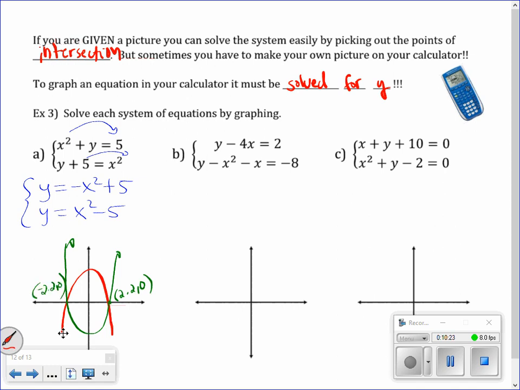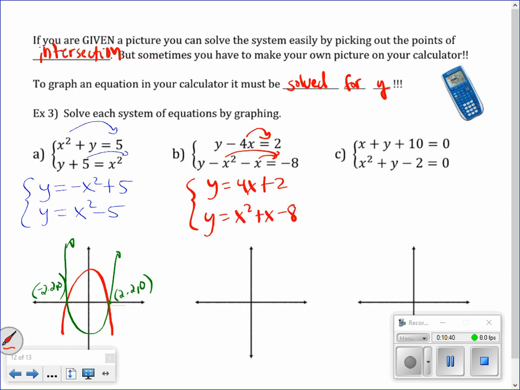Okay. All right. So for this next problem, I have to solve for y. So I'm going to move the 4x over. So y equals 4x plus 2. That's a line. And then the next one, I'm just going to solve for y by moving the x squared and the x over. So I get x squared plus x minus 8.